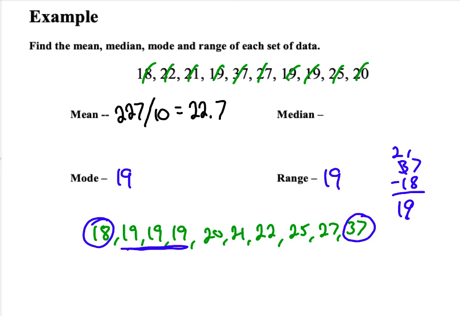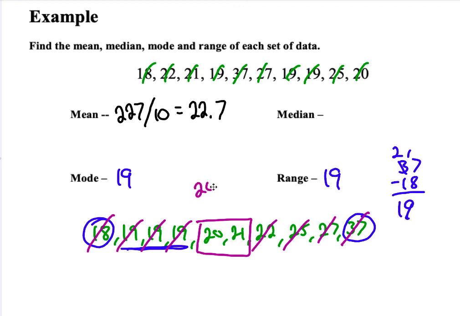And then here's where we got to watch just a little bit, especially when there's an even number of terms. I'm going to cross out from either end, 19 and 27, 19 and 25, 19 and 22, but I'm left with 2 numbers left over. Okay? Remember from our definition of median, sometimes that happens. So when that happens, there are 2 ways to do it. Basically, we want to figure out what's the mean or the average of those 2 numbers.